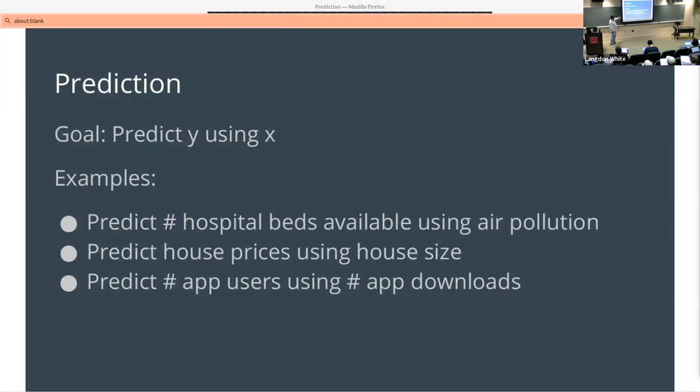Another example: trying to predict the number of app users based on the number of application downloads. That seems logical, but it may not be, because just because somebody downloaded an app doesn't mean they're still using it. Maybe they tried it, decided it was not for them, and moved on. So you have to be careful to understand what the confounding factors are, or where those relationships really are. Using correlation can start to give us some hints about what those might be.